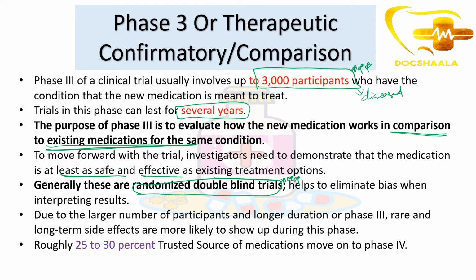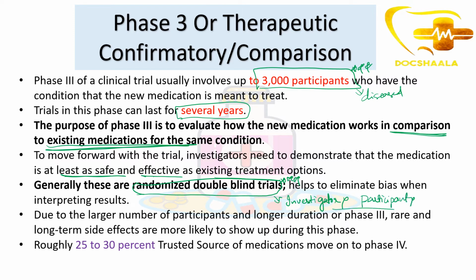We know what randomized double-blind trials are, right? We pick people in a random fashion, but they must have the condition that we are going to treat. We pick randomly across male, female and age group. We are not going to look at that. Then it is a double-blind trial. In a double-blind trial, the investigator does not know the details of the subject properly, and even the participant does not know what he is going to take.